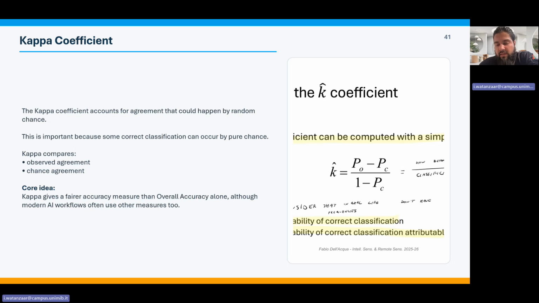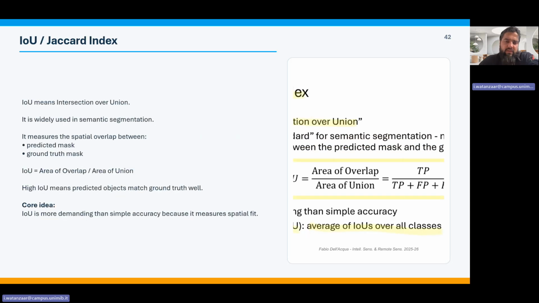Recall, the producer's accuracy, is measuring the omission error. The user's accuracy, or the precision, is measuring the commission error. They are using more than just one of these to find the exact thing. But the kappa gives a fairer accuracy measure than the overall accuracy. That's confirmed.